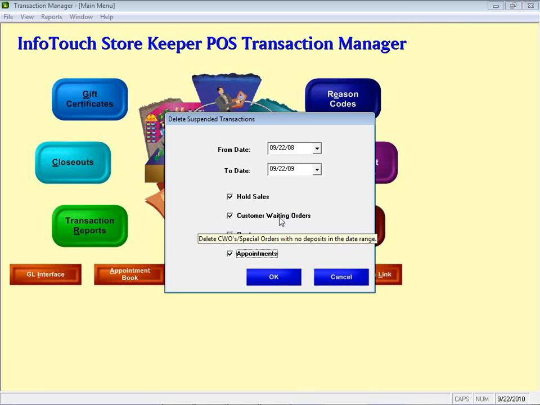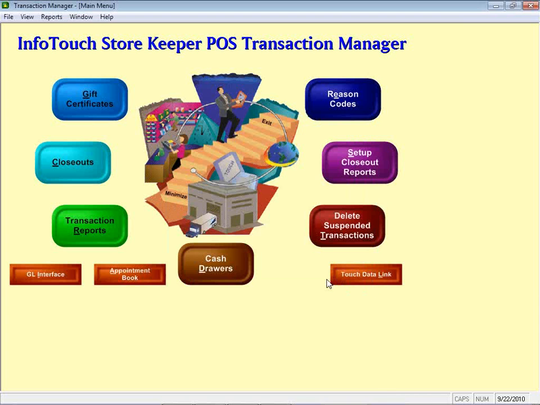In fact, in many states, it's a legal requirement for your store to refund the money to the customer. So if there's a deposit, it's not going to be deleted. That's why layaways don't show up at all. These other types, hold sales, quotes, and appointments, do not allow deposits at all, so you can always get rid of them. So basically, you select your date range using the standard calendar functions. You hit OK, and it does it. So that's all there is to it. It's very straightforward, but it's just a little maintenance tool for getting rid of old suspended transactions that you no longer want to keep anymore.